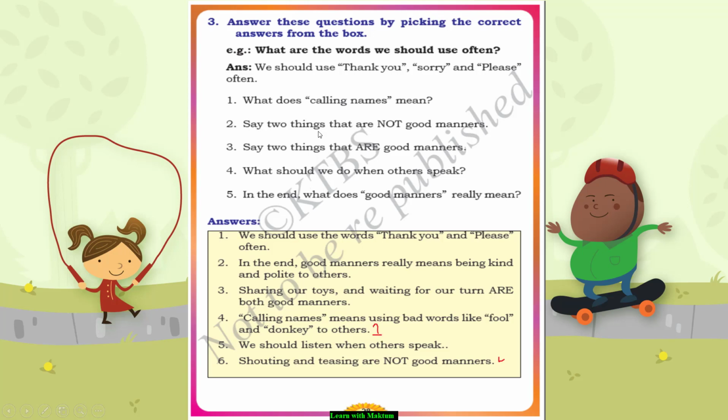Say two things that are not good manners. The answer for this is the sixth one. Shouting and teasing are not good manners. So this is the answer for the second question. Say two things that are good manners. Sharing our toys and waiting for our turn are both good manners.